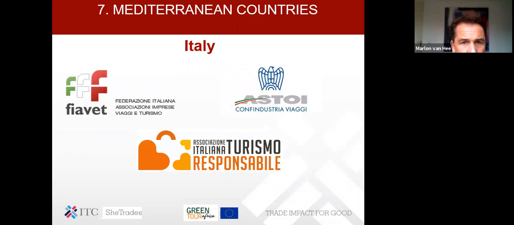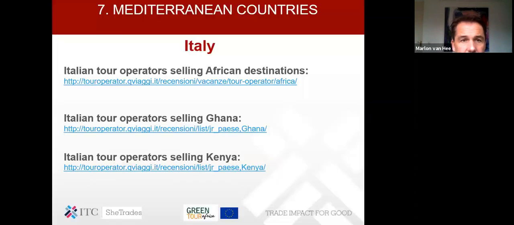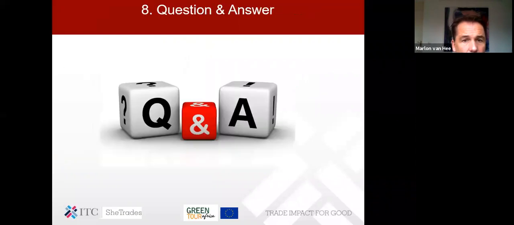These are the three important Italian tour operator networks: Viafet, Astoy. I think Astoy has a listing of their tour operator members, and which one that I like is AITR, Associazione Italiana Turismo Responsabile. They have a website, you see it here, where you can select Ghana or Kenya, and you will get the details of the Italian tour operator. So it's another way of searching for Italian business partners. Here you have some other web links that I wanted to share with you to find details about Italian tour operators selling Africa, but more specifically Ghana or Kenya.